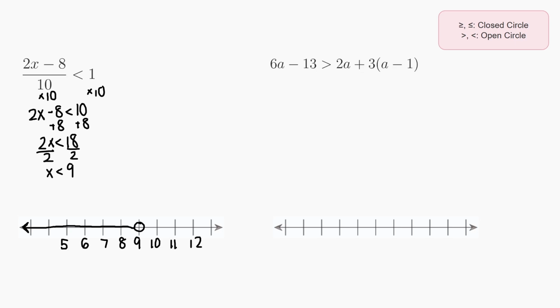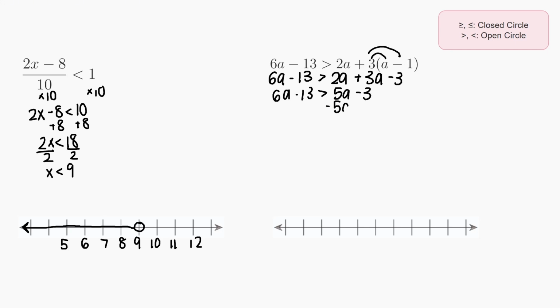Now, for our next question, we have 6a minus 13 is greater than 2a plus 3 times a minus 1. Let's start by distributing this 3 over first. We get 6a minus 13 greater than 2a plus 3a minus 3. So why don't we simplify this right side first? 6a minus 13 greater than 5a minus 3.